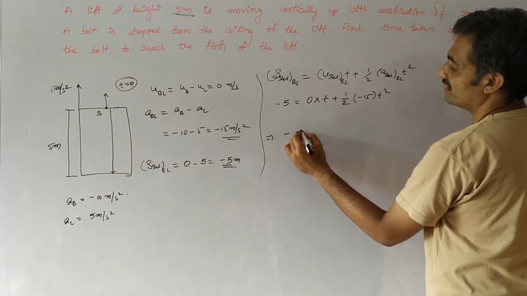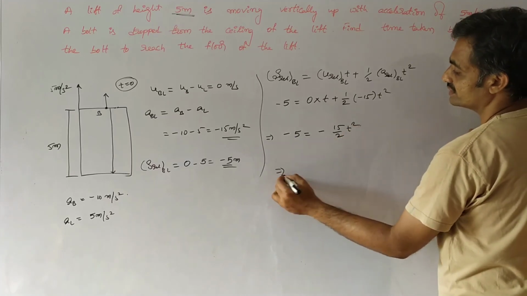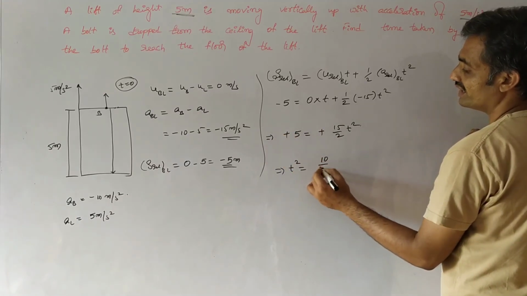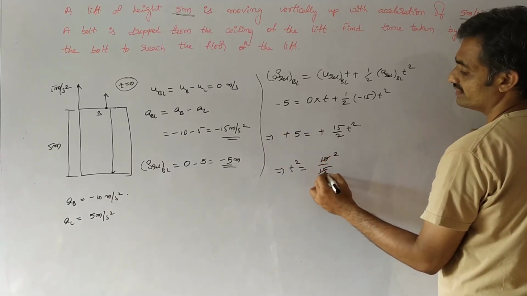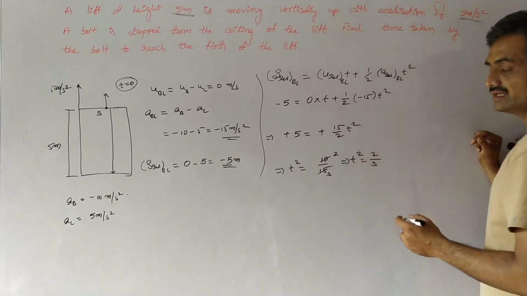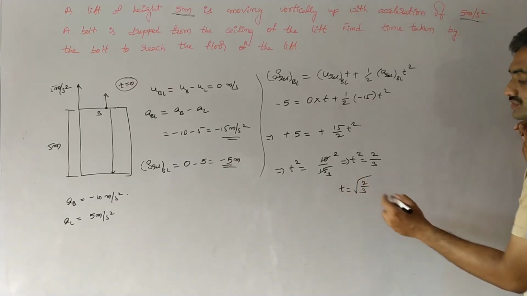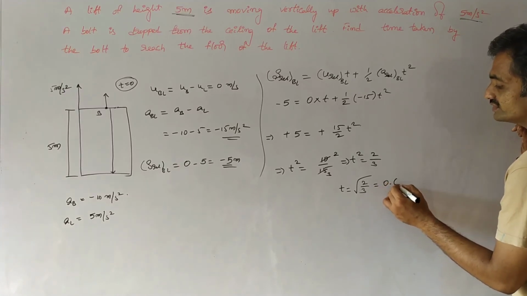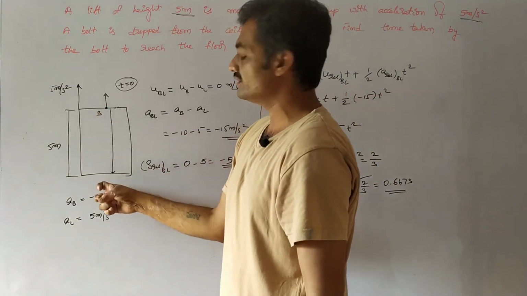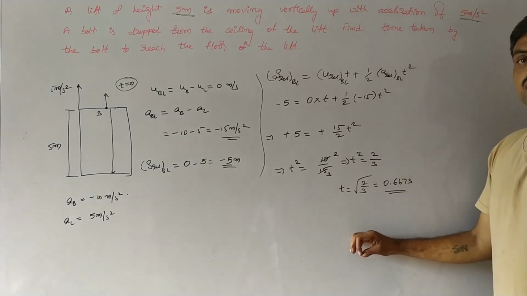From this we have minus 5 is equal to minus 15 by 2 into t square. If we cross multiply, then t square equals, minus and minus get cancelled, 10 by 15, that is 2 by 3. Then t is equal to the square root of 2 by 3. On solving this root, we get approximately a time of 0.667 seconds. The time taken by the bolt to reach from the top of the lift to the bottom of the lift is 0.667 seconds. Take a screenshot.